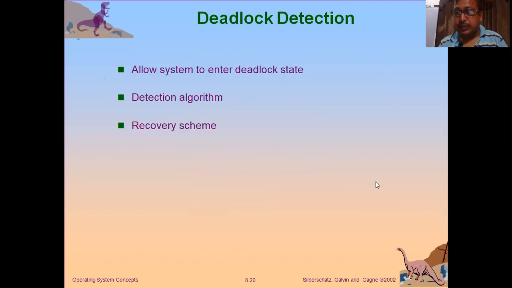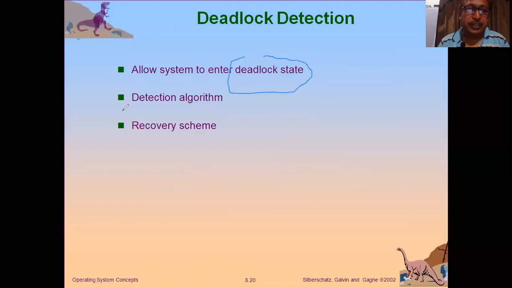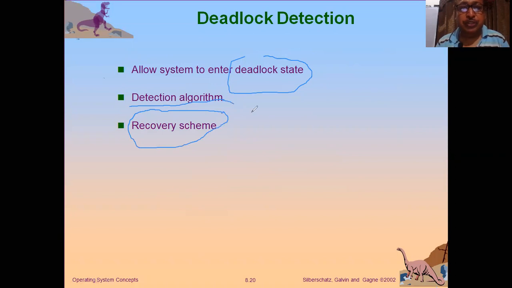Actually, deadlock detection allows the system to enter into the deadlock state, and after that it applies a detection algorithm, and once the deadlock has been detected, we have to recover the system from the deadlock. Okay, there are two parts of this approach. One is deadlock detection and another is deadlock recovery. So first we will discuss the deadlock detection and then we'll move towards the deadlock recovery.